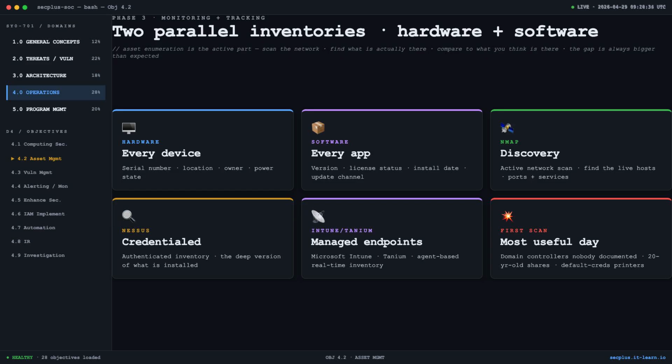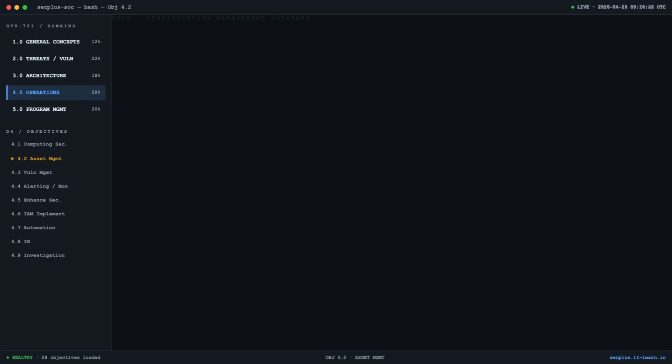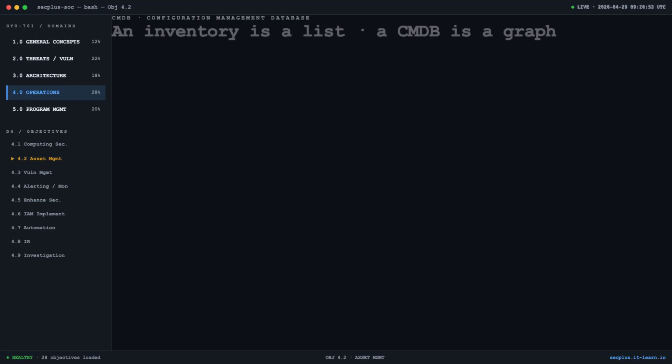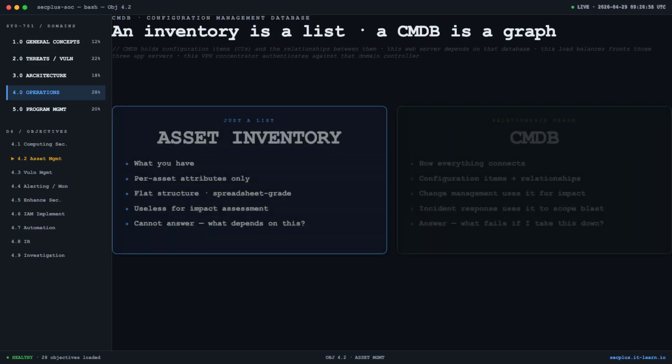Then there is the CMDB, Configuration Management Database. This is more than an asset list. The CMDB holds configuration items, called CIs, and the relationships between them. It tells you that this web server depends on that database, that this load balancer fronts those 3 application servers, that this VPN concentrator authenticates against that domain controller.